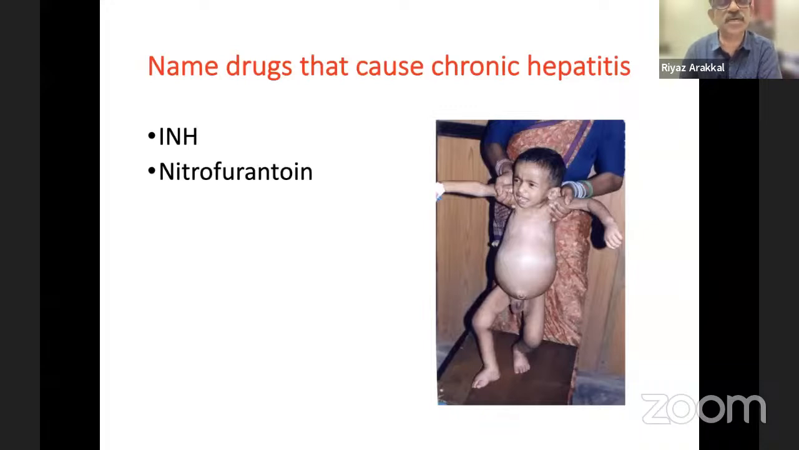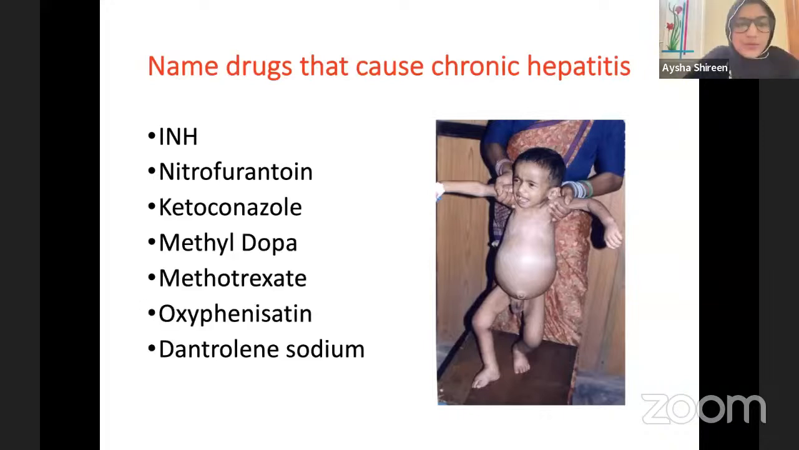Another one is nitrofurantoin. Who uses nitrofurantoin in pediatrics? Nitrofurantoin is used by pediatric surgeons for children with recurrent UTI. So it's a very useful drug for recurrent UTI. But unfortunately, it's notorious to cause chronic hepatitis also. And there are several other drugs which may cause chronic hepatitis.